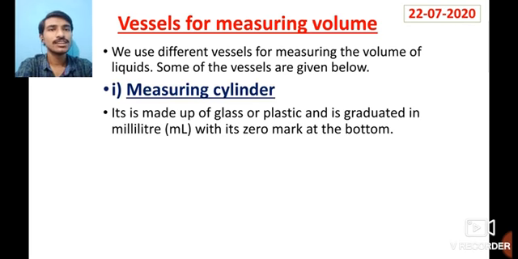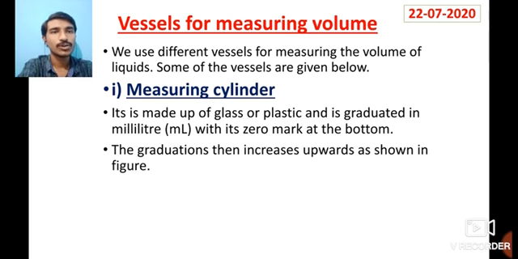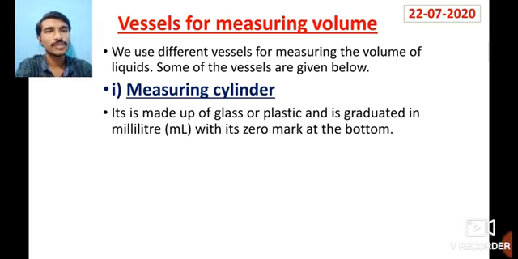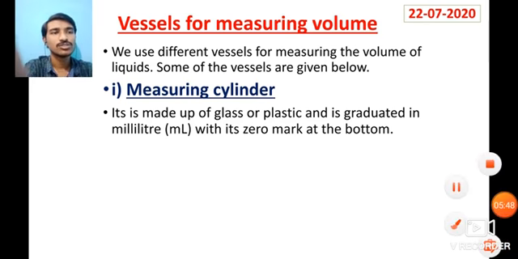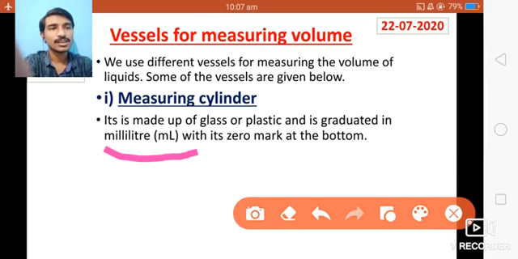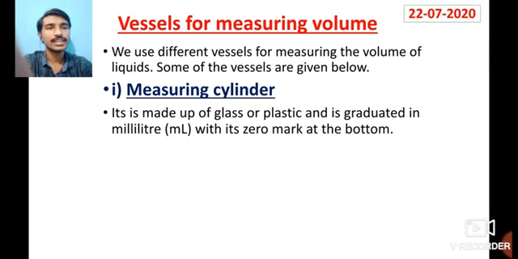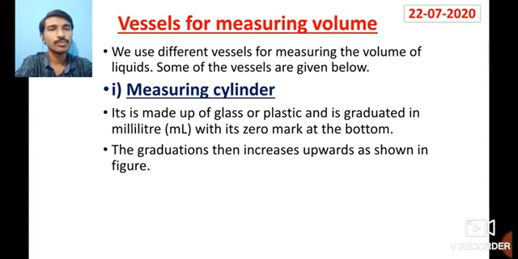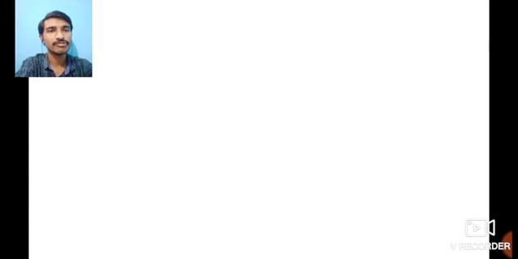The measuring cylinder is made up of glass or plastic and is graduated in milliliter with its zero mark at the bottom. That means it is usually made of a glass material or a plastic material. It is graduated in milliliter, which means the marking scale is in milliliter with its zero mark at the bottom. The graduations then increase upwards as shown in the figure.